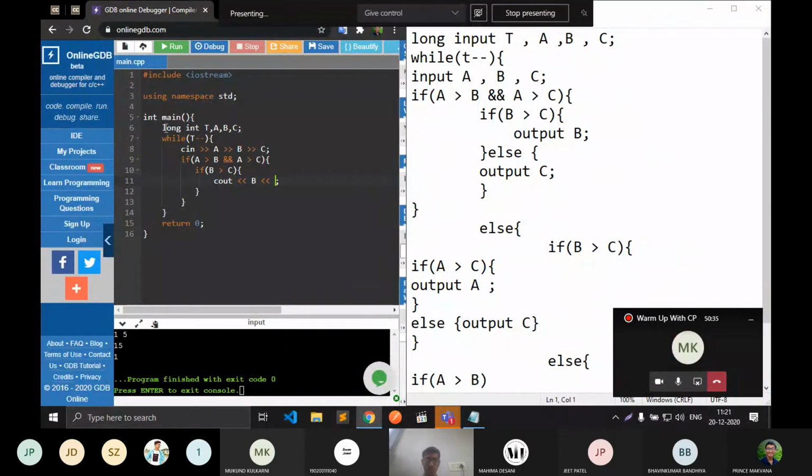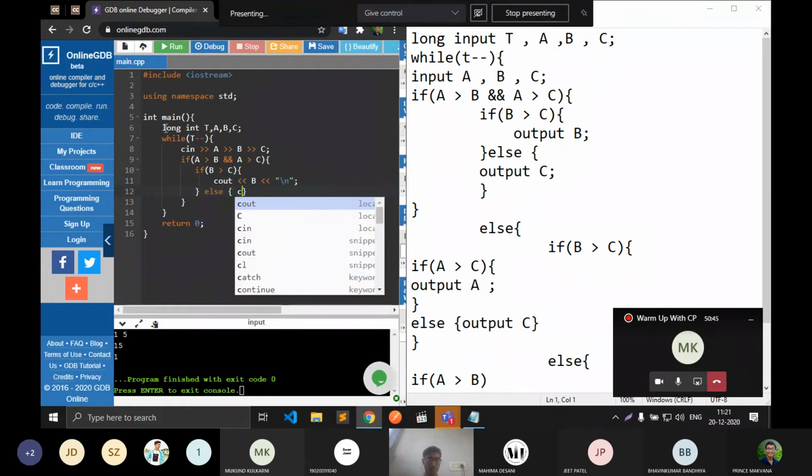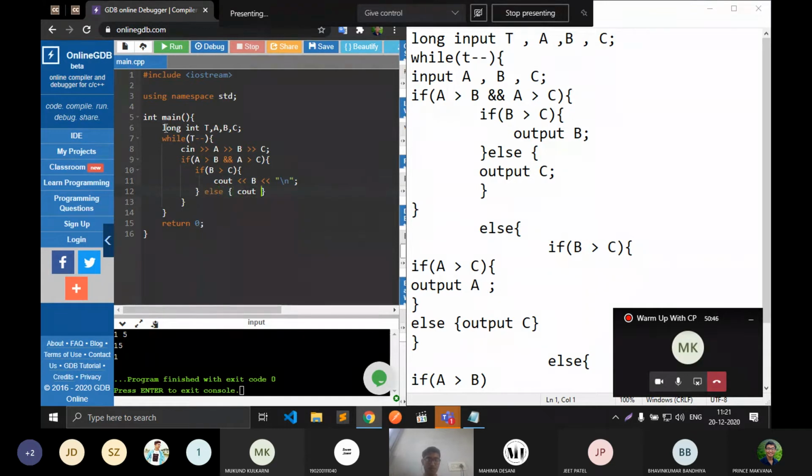With a slash n for a break line. Yes, done. Otherwise else, cout c with a break line. Okay, done. Break line it. If complete for a, b, c.